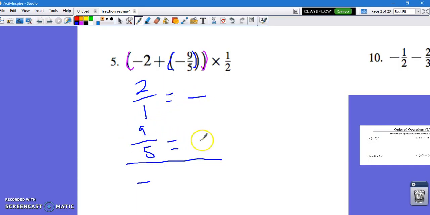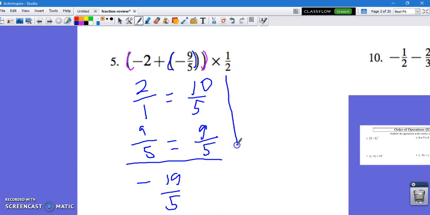Remember, adding or subtracting, you got to find a common denominator. This common denominator will be 5. 1 will go to 5 5 times. 5 times 2 is 10. 5 will go to 5 one time. 9 times 1 is 9. And remember, you're going to add, and we're going to get a final answer of negative, because negative plus a negative is a negative. So if I add, this is going to be negative 19 over 5.